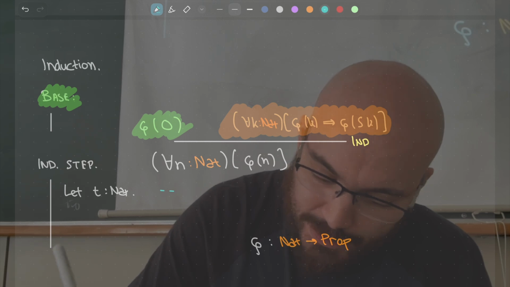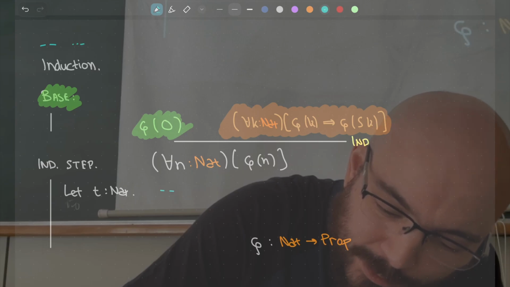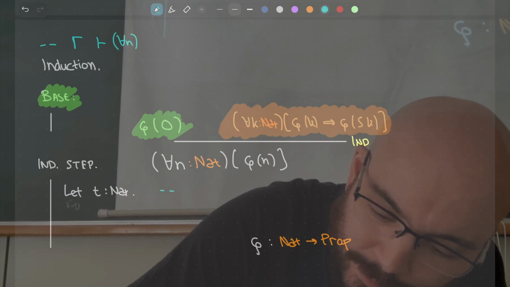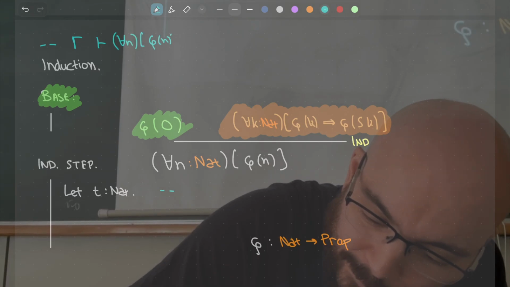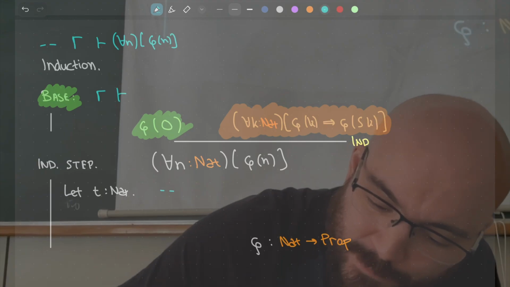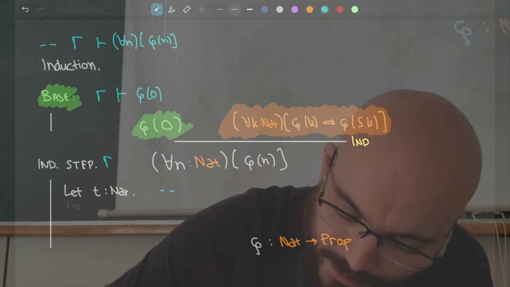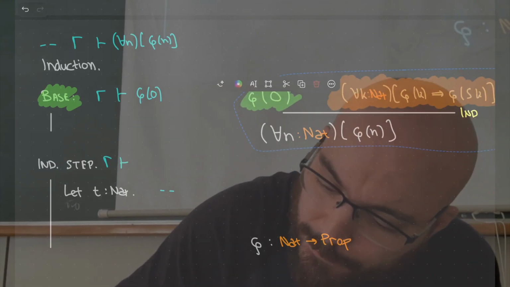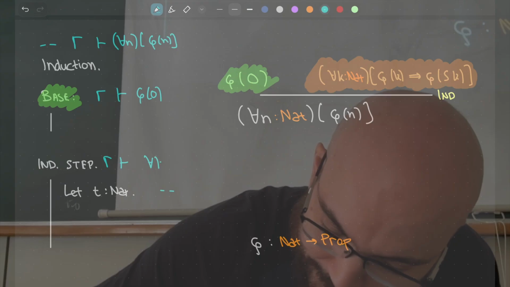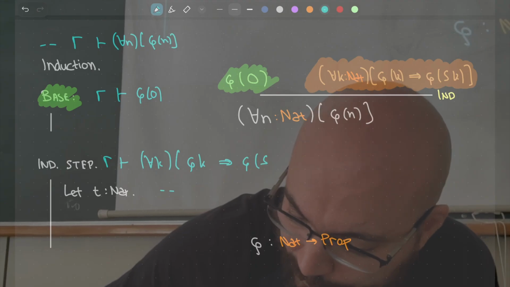So here my goal was phi. At this point I had some givens here, gamma, and I was trying to prove for all n, phi of n. I did induction, so inside here I still have my gamma, the way it is, and now I have to prove phi of 0. And here I still have my gamma, and I have to prove, okay, I need some space here. I have to prove for all k, if phi of k, then phi of successor of k.